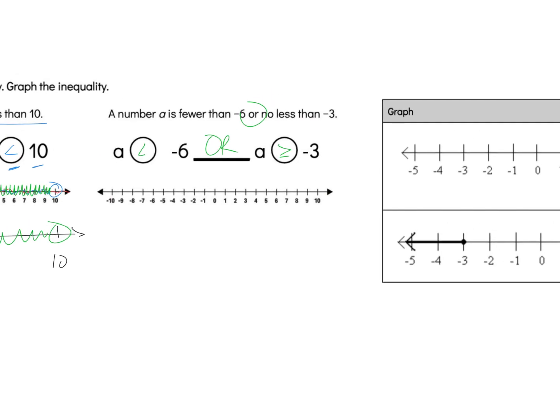And let's get to graphing. A is less than negative 6. Open dot, shade to the left. And then A is greater than or equal to negative 3. Closed dot, shade to the right, because that's all of the numbers that are greater than negative 3. And since this is an or, we're done. It's going to be this side.